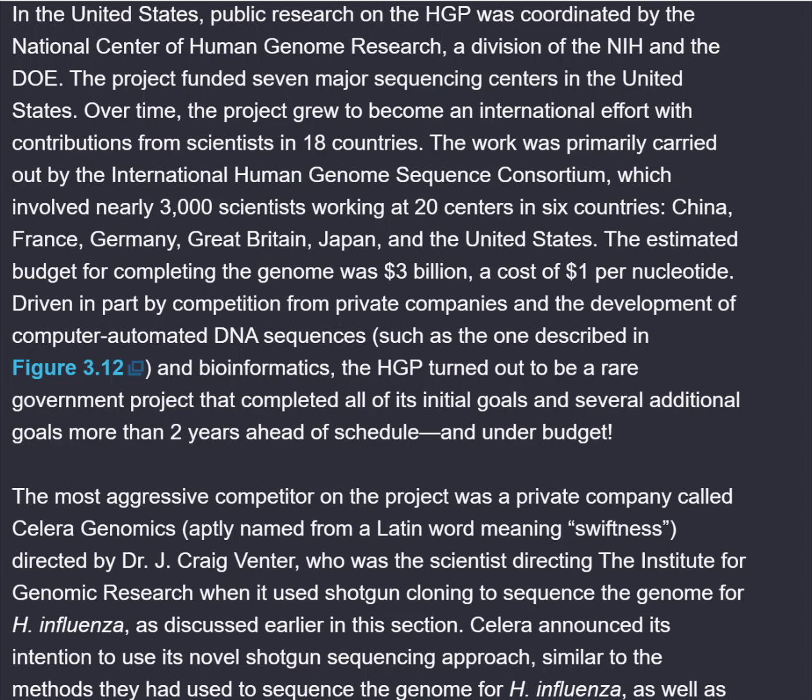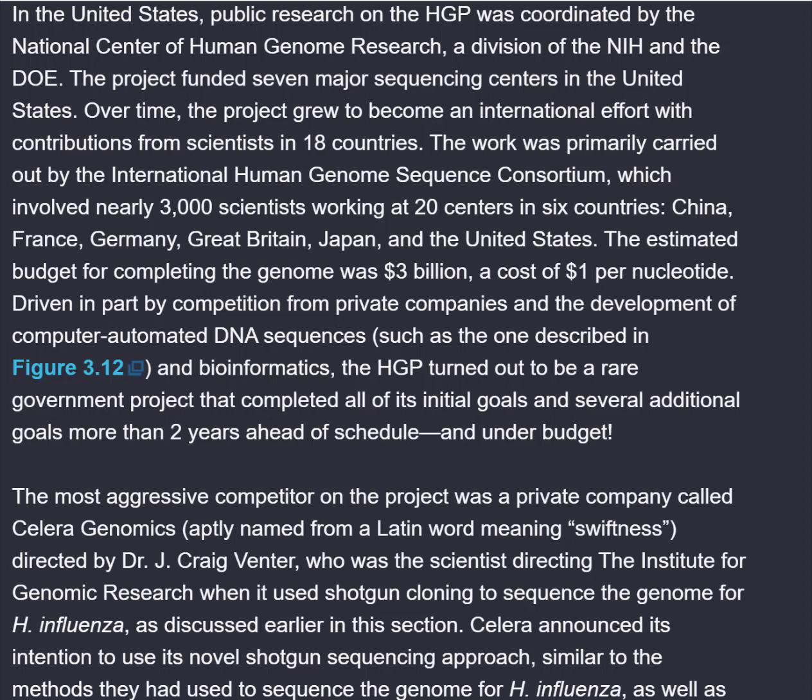The work was primarily carried out by the International Human Genome Sequence Consortium, which involved nearly 3,000 scientists working at 20 centers in 6 countries: China, France, Germany, Great Britain, Japan, and the United States. The estimated budget for completing the genome was $3 billion, a cost of $1 per nucleotide.